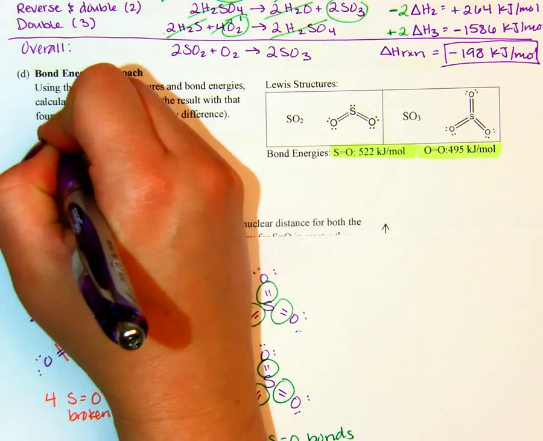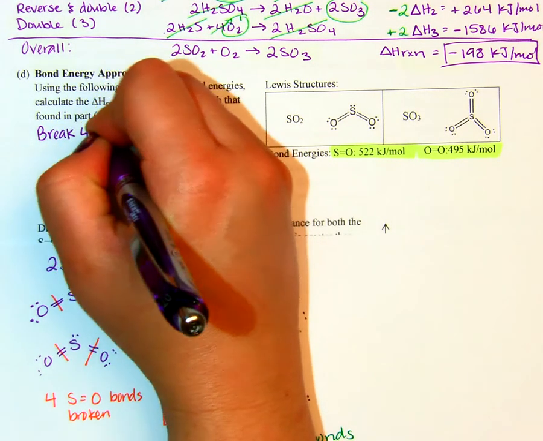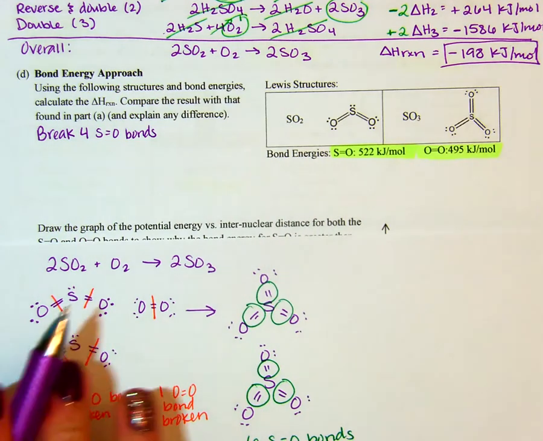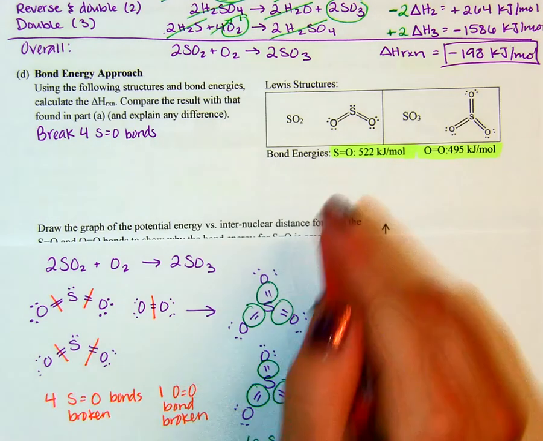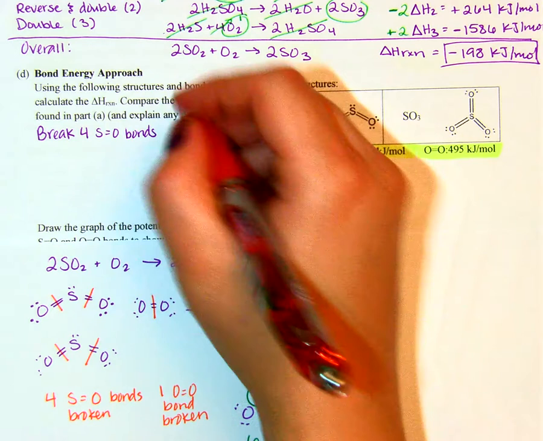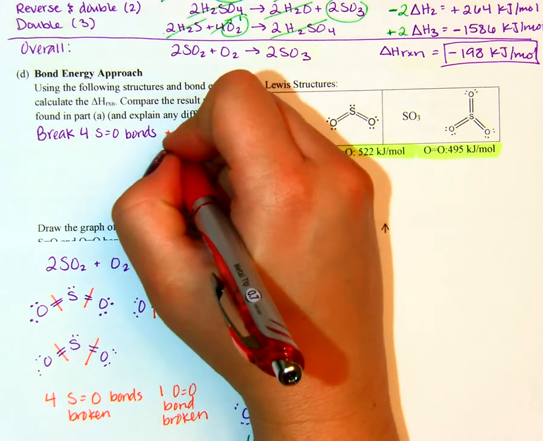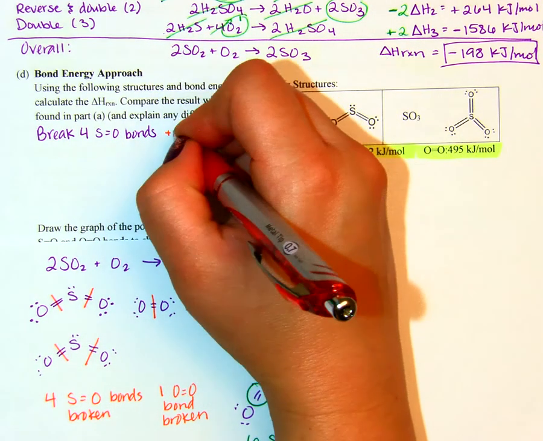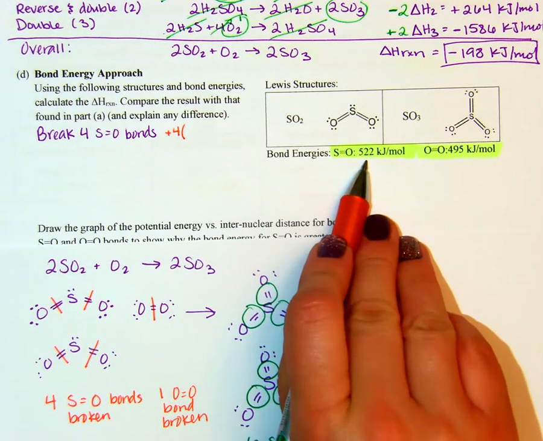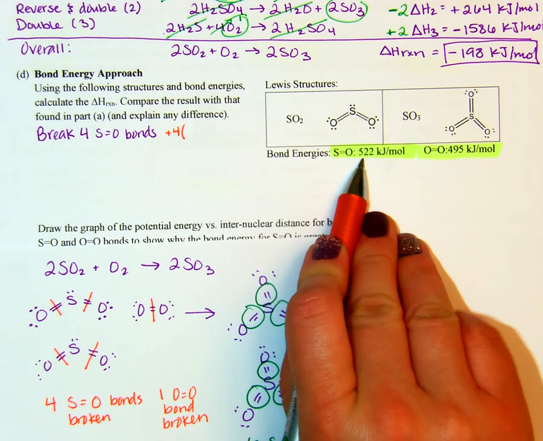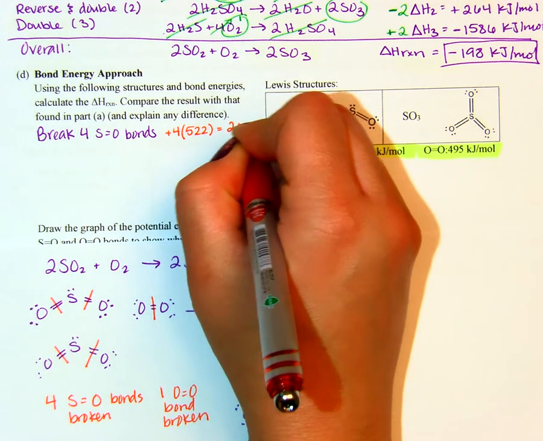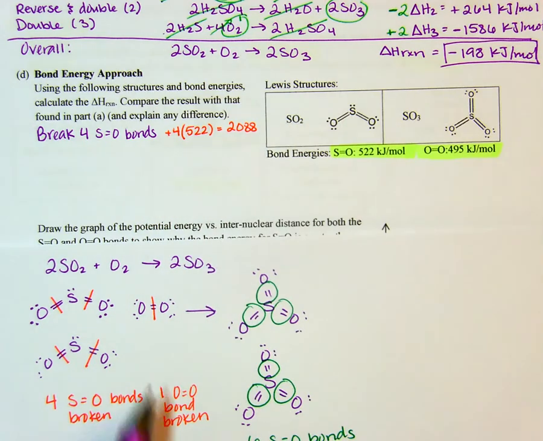So we need to break 4 SO bonds. And when we break those 4 SO bonds, we can do a calculation and see how much energy was required to break those bonds. So positive, because energy going in, endothermic, is positive, plus 4 for 4 bonds times the bond energy of the SO bond. So here's the SO bond. There's the bond energy, 522 kilojoules per mole. So 4 times 522 gives us 2,088. That's a positive number.